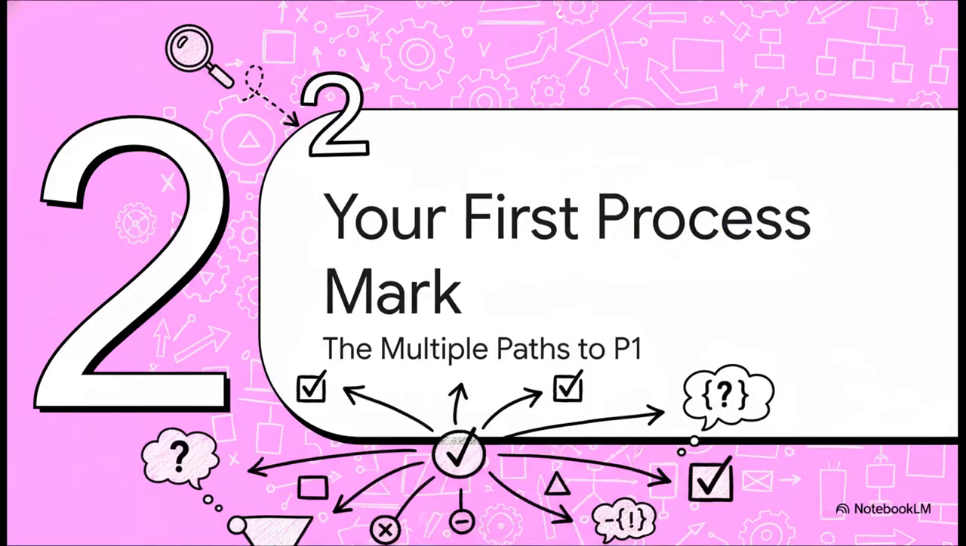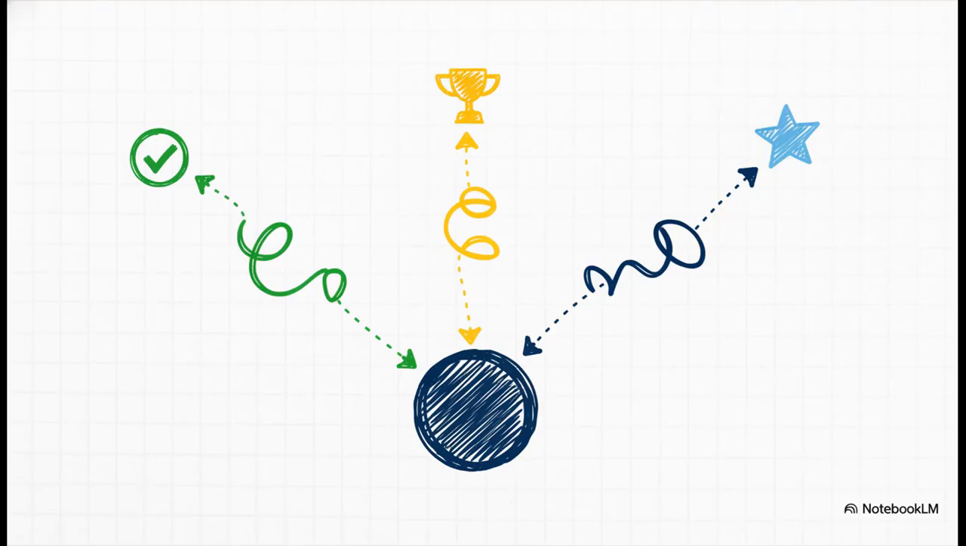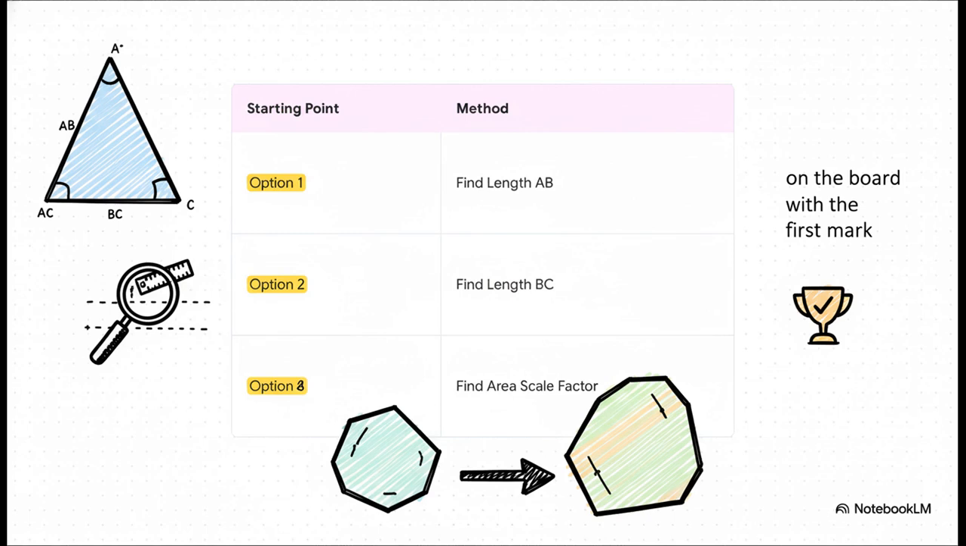All right, so how do we get that first process mark, that P1? Well, this is where it gets really interesting because there isn't just one right way to start this problem. The mark scheme actually gives you some flexibility. It lays out 3 completely different but totally valid ways to get started. Understanding this is a huge part of your exam strategy. So check this out. You've got options. You can start by finding the length of side AB or the length of side BC, or you could go straight for the area scale factor. Any of these will get you on the board with that first mark.